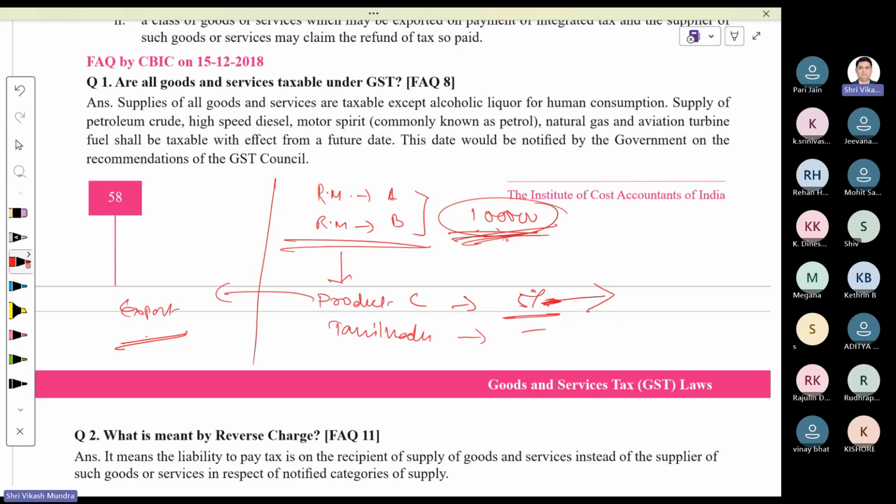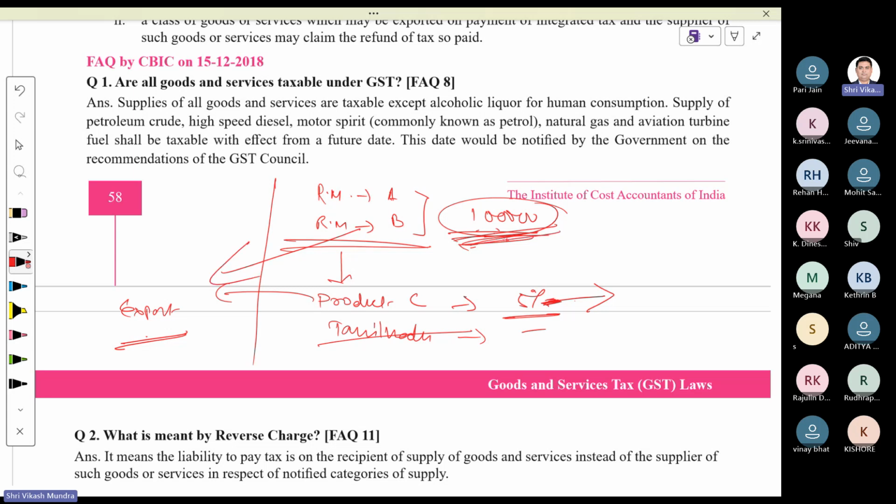But in that situation, I am not supposed to reverse my ITC. Proportionate ITC is not required to be reversed, which is required in case of nil rated supply. In zero rated supply, we are not supposed to reverse our ITC. Moreover, say 100% of supply is made as zero rated supply. Now, how could I use this ITC?